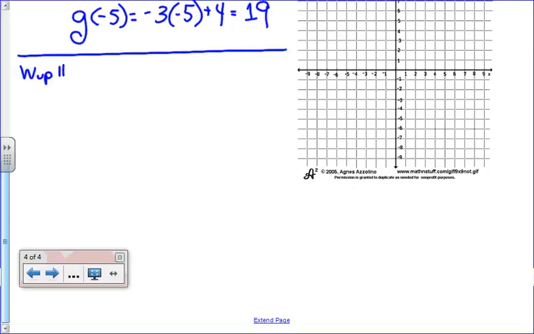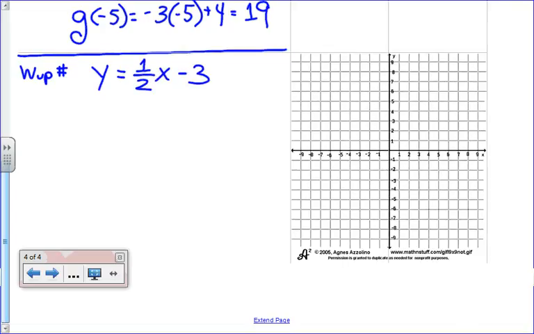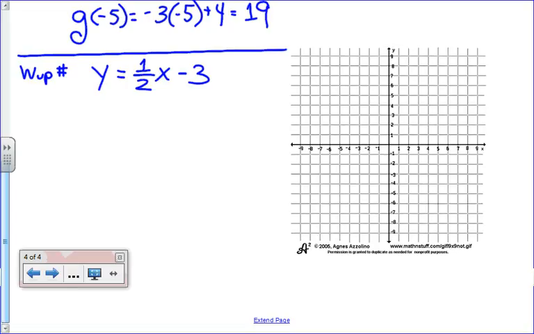So the warm-up number 1 today was y equals, after we solve for it, half x minus 3. So half x minus 3. So instead of y, we're going to use its terminology. So maybe let's use h as together. So instead of seeing y equals mx plus b, you're going to see h of x is equal to half x minus 3.